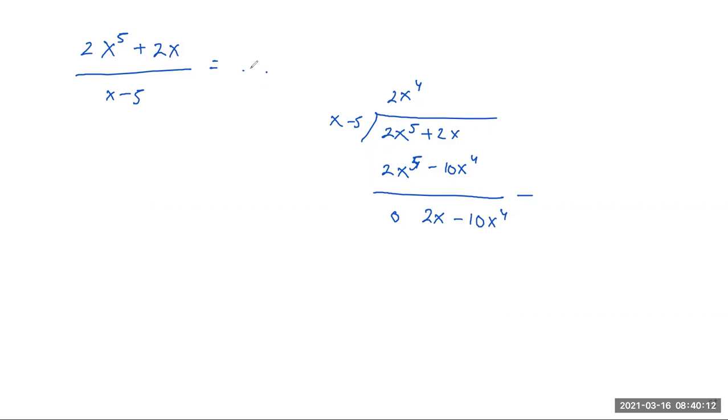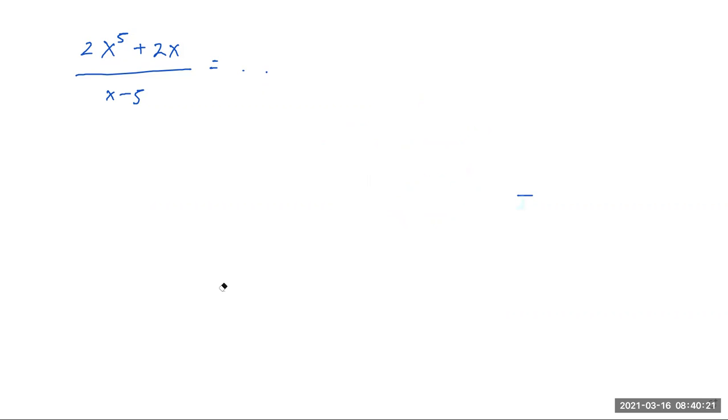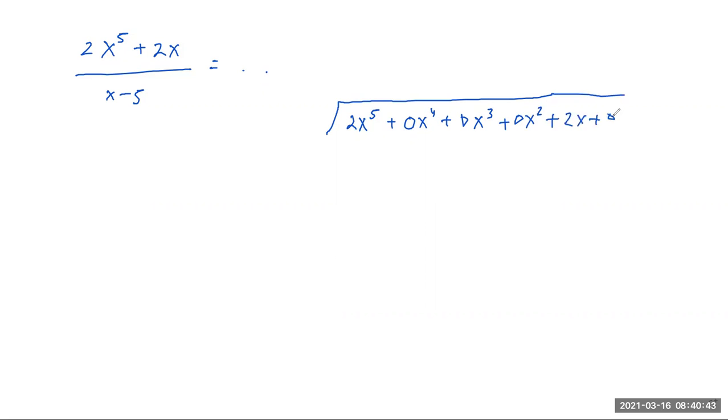So my suggestion is, whenever you have polynomials, always put the polynomials in order. Let me just put this here: 5 plus 0x to the fourth plus 0x cubed plus 0x squared plus 2x plus 0. So complete the polynomials.